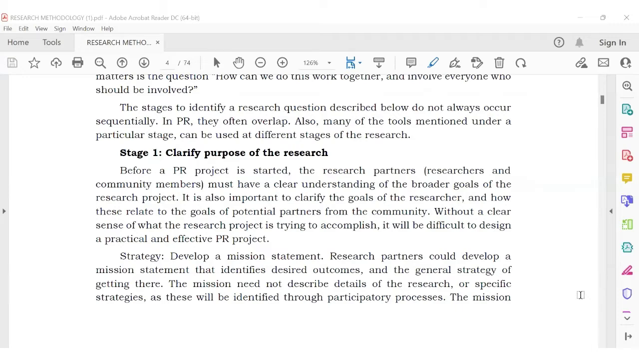ओपेक का नाम सुना है आप लोगों ने? यस, ओपेक क्या करता है?